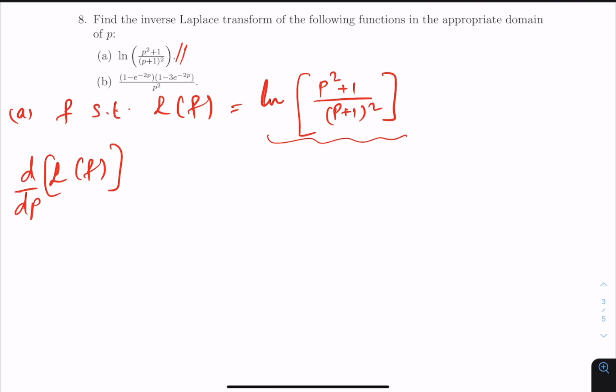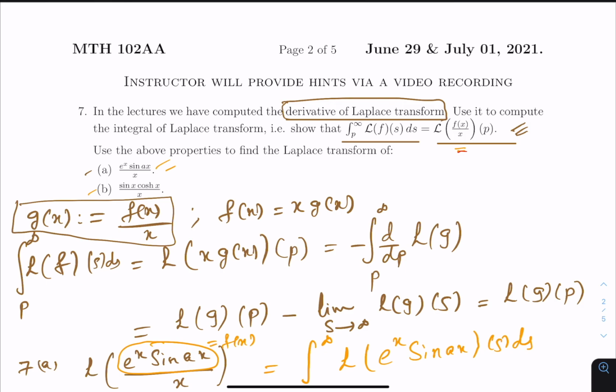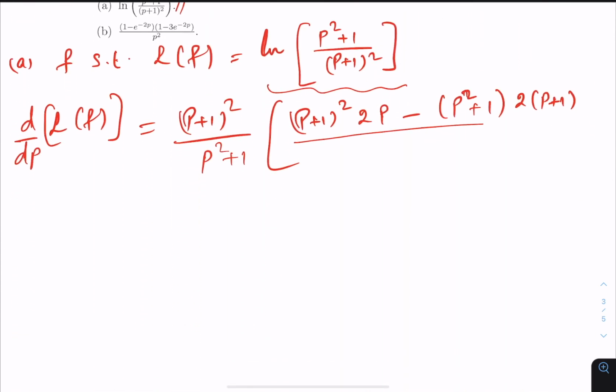what you get is the derivative of the Laplace transform is the derivative of whatever is here, which is (p plus 1) whole square over (p square plus 1), times the derivative of this, so that's (p plus 1) whole square times 2p, minus (p square plus 1) times 2(p plus 1) and the derivative which is 1, and divided by the square of the denominator, which is (p plus 1) power 4.